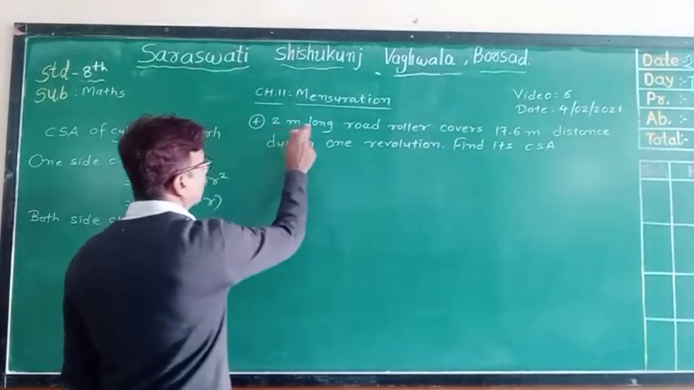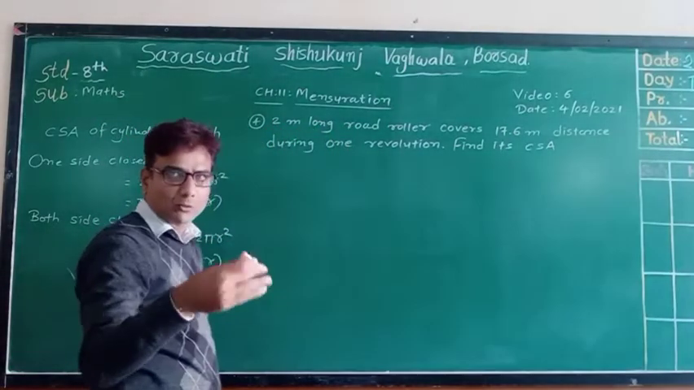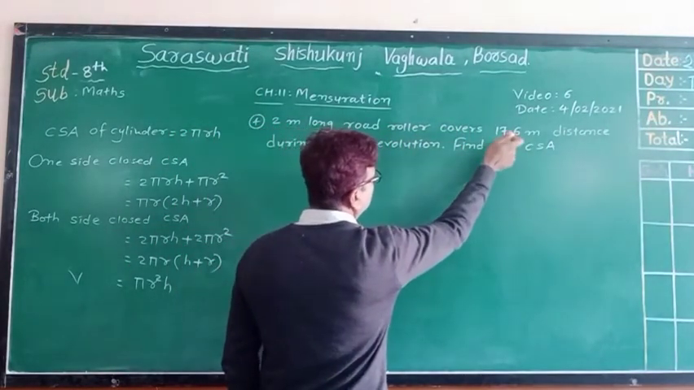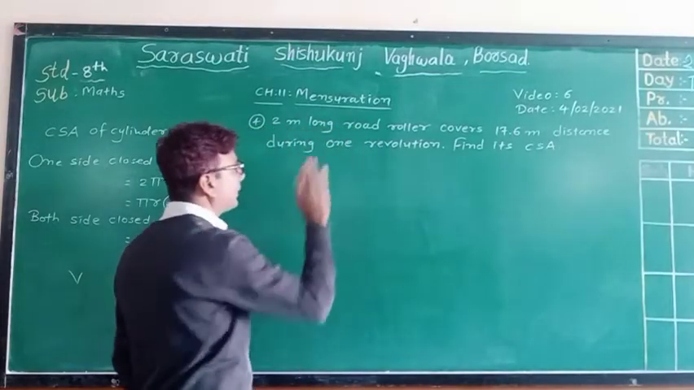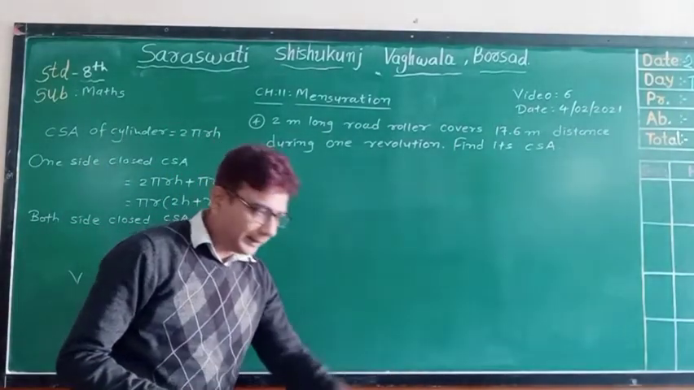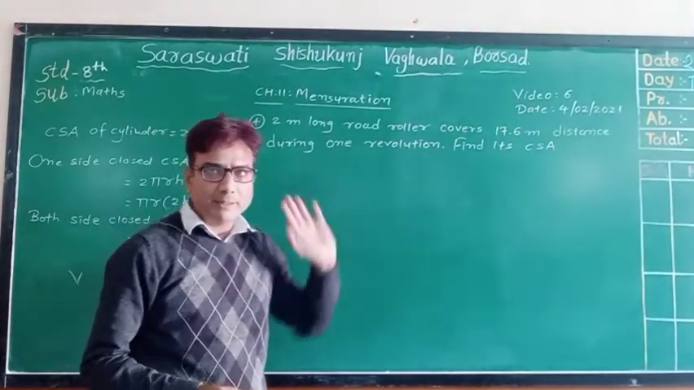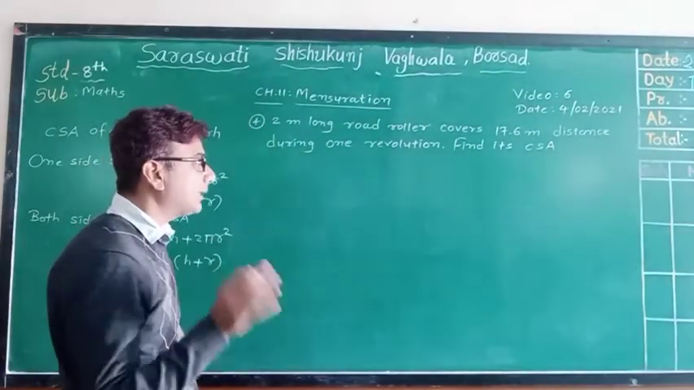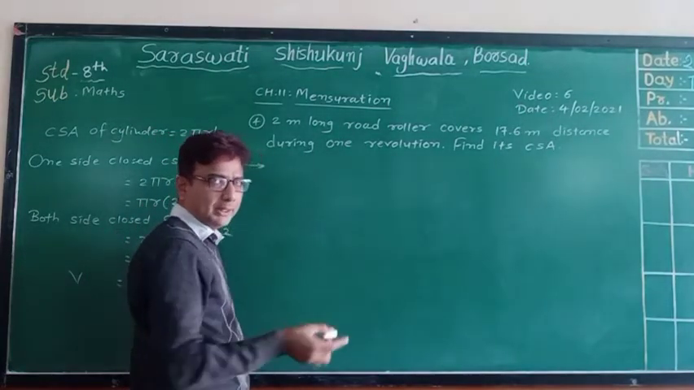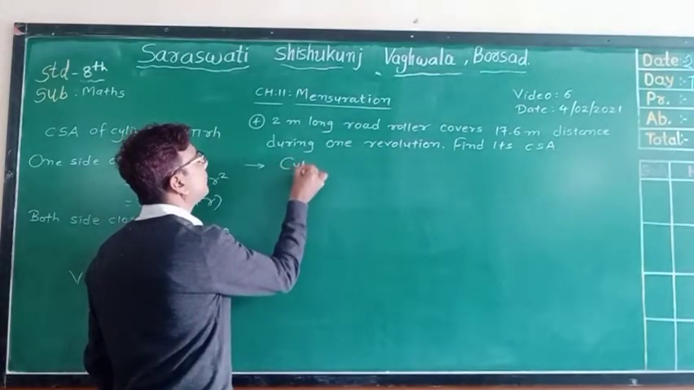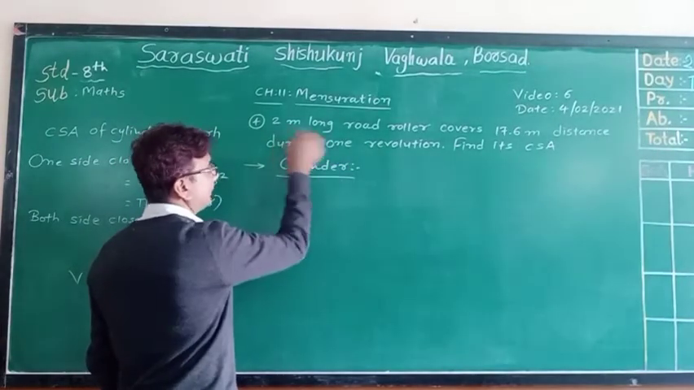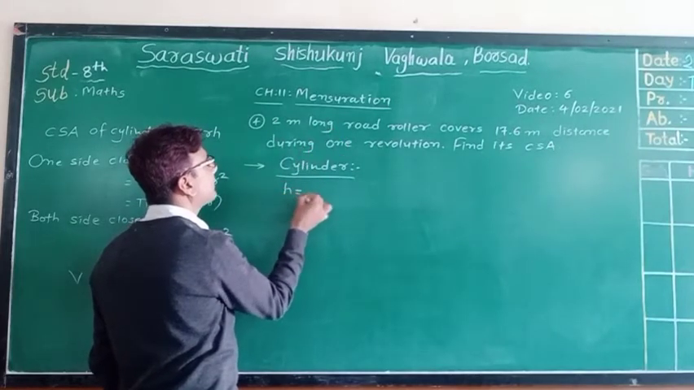See, a 2 meter long road roller. You see that road roller. A 2 meter long road roller covers 17.6 meter distance during one revolution. If that road roller moves one round, it covers 17.6 meter length. So we have to find the curved surface area. That means the road roller front tire is in the shape of a cylinder. Long means h, means length.